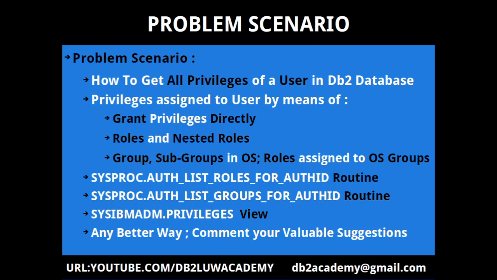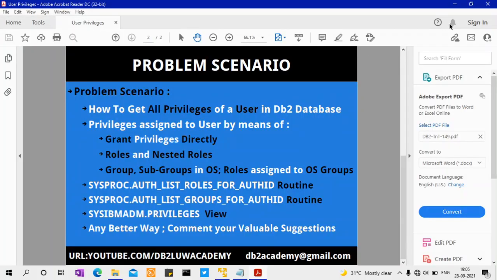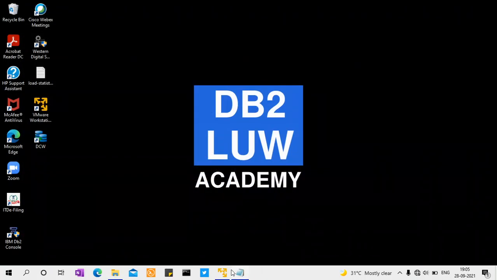You can use the SYSIBMADM.PRIVILEGES view, and there are two other routines, AUTH_LIST_GROUPS_FOR_AUTHID and AUTH_LIST_ROLES_FOR_AUTHID. You can use these routines and this privileges view to get a complete view of this nested or recursive structure. It's a very simple way. If there is any better way, just let me know, comment your valuable suggestions. Let us jump into an example.